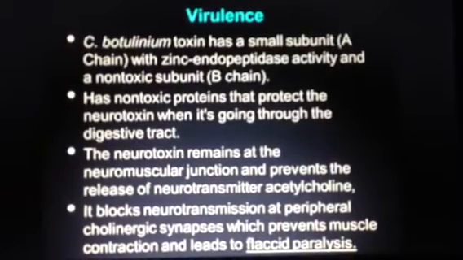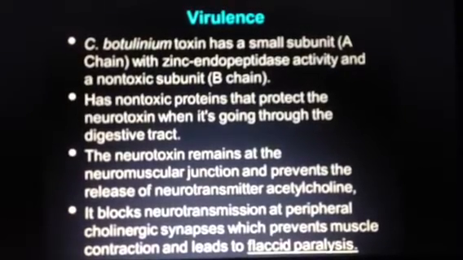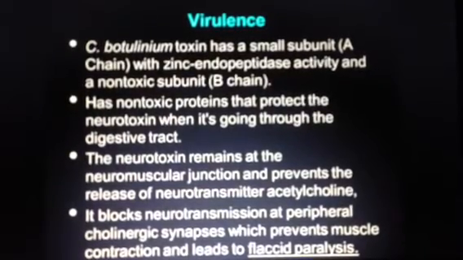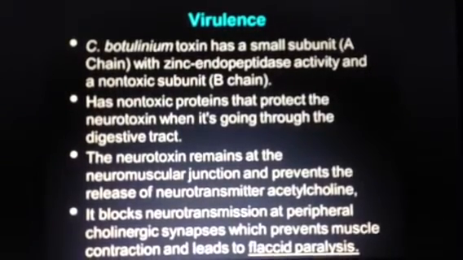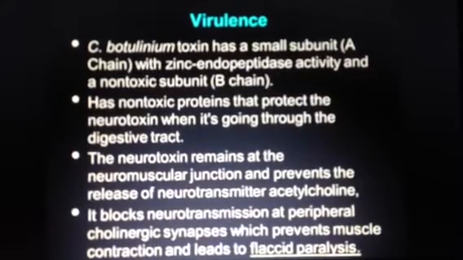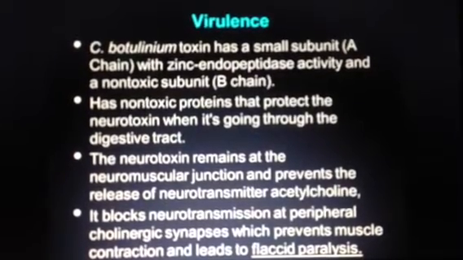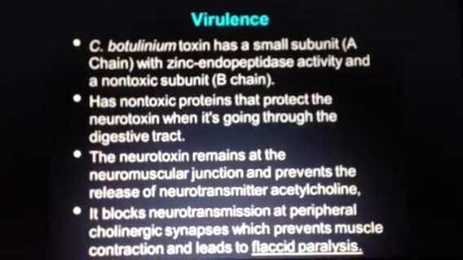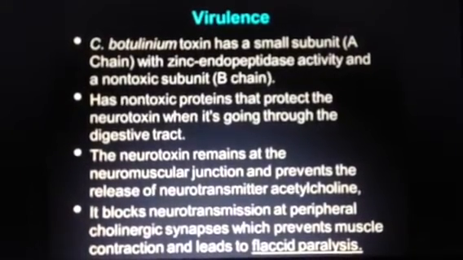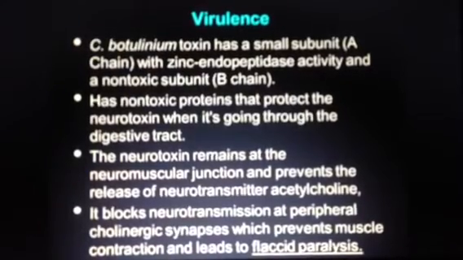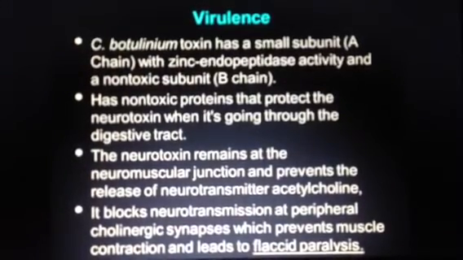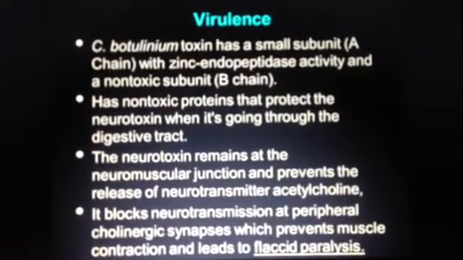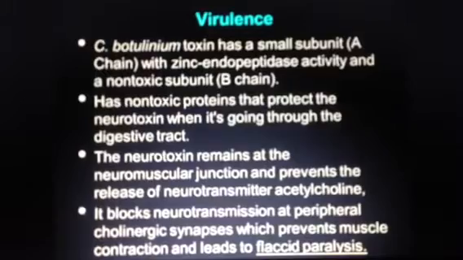The neurotoxin remains at the neuromuscular junction, and it prevents the release of the neurotransmitter acetylcholine. It blocks neurotransmission at peripheral cholinergic synapses, which prevents muscle contraction, and it leads to flaccid paralysis. This is another term that could be said as weak muscles.